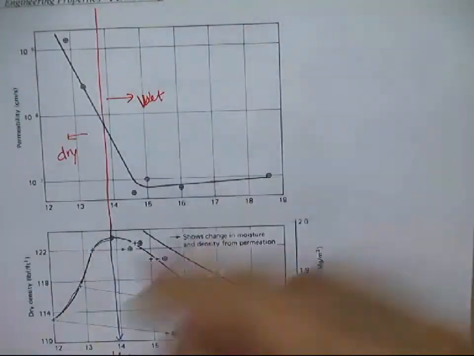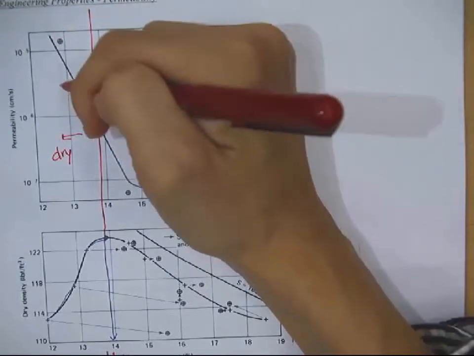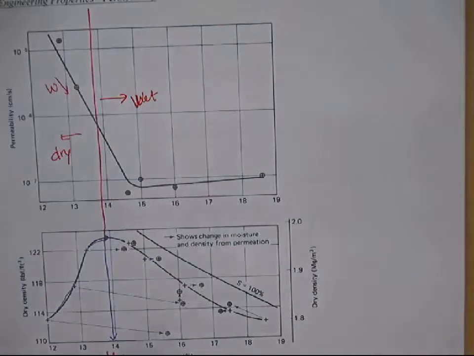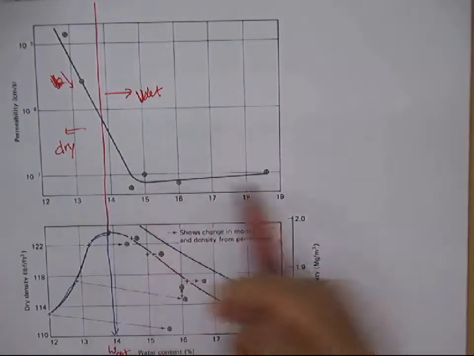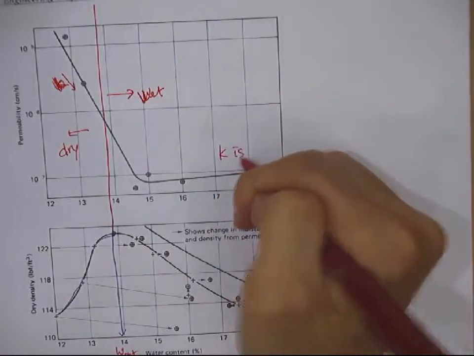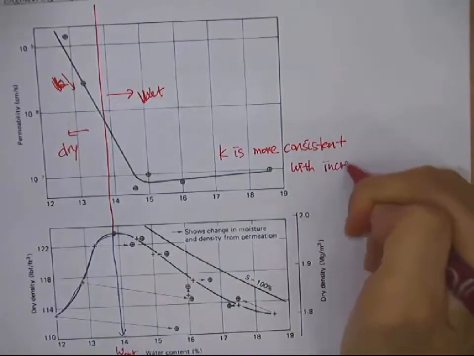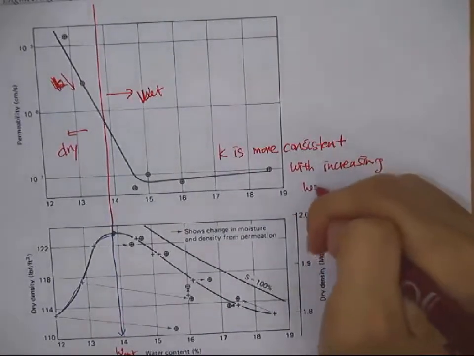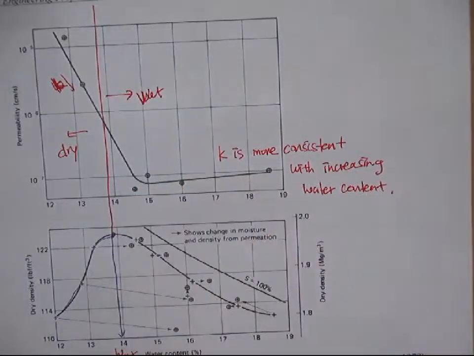This is the experimental result that people have presented before. Permeability decreases as you compact with a higher water content. So as the water content increases, the permeability K decreases, right? When you compact on the wet side of optimum, K is not very much affected by the water content change. Permeability is more consistent if you compact on the wet side of optimum.